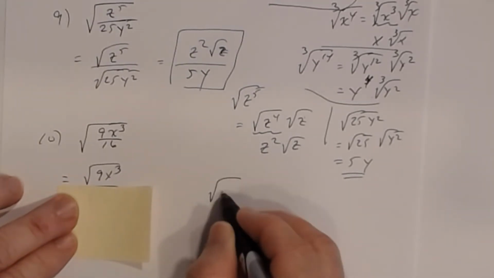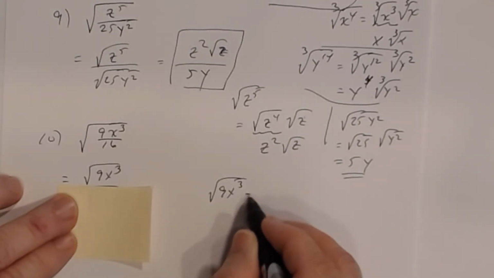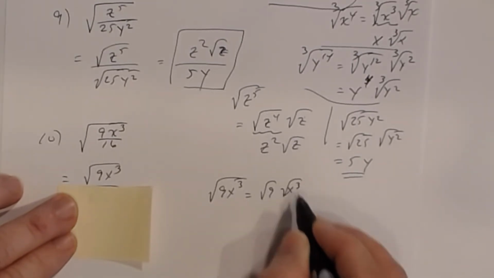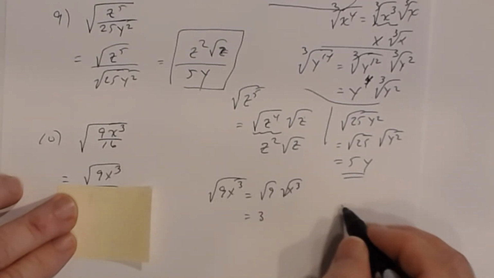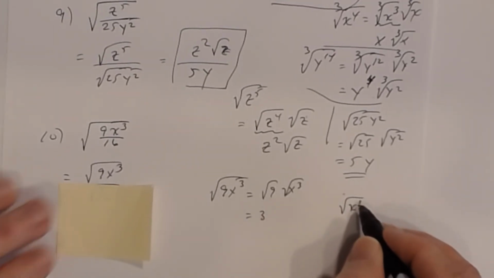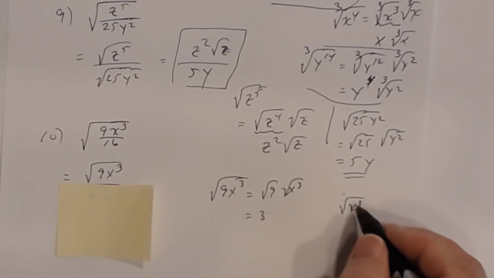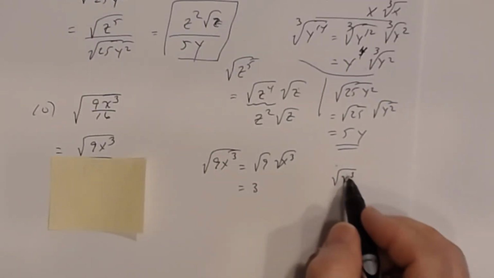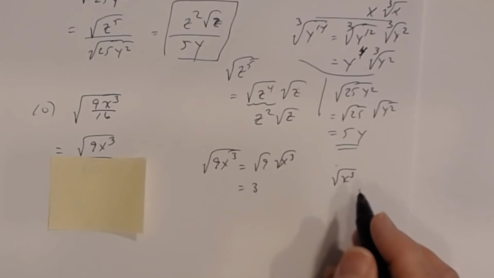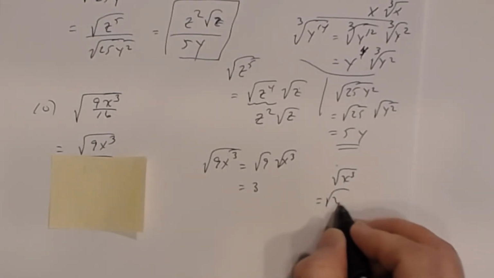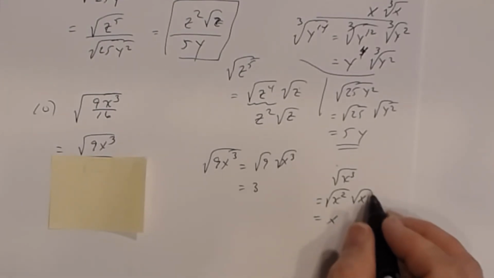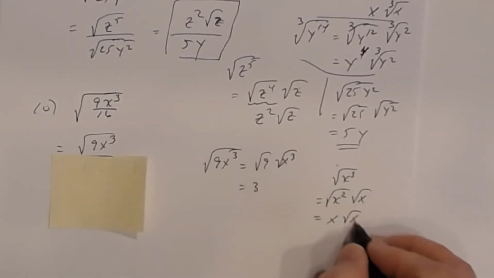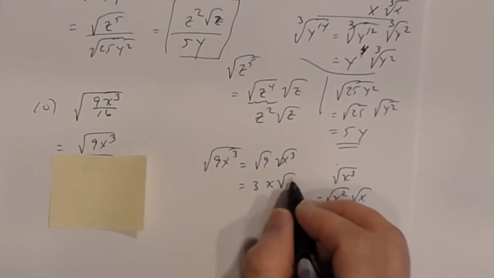So the square root of 9x cubed, I know I can write that as the square root of 9 times the square root of x cubed. 9 is a perfect square. The square root of 9 is 3. Now let's talk about the square root of x cubed. 3 is not divisible by 2. So I've got to think about what's the largest whole number less than 3 divisible by 2. And the answer is 2. So it'll be the square root of x squared times the square root of x. The square root of x squared is just x, right? Because x times x is x squared. I cannot simplify the square root of x. So you have to rewrite this. So that goes here.